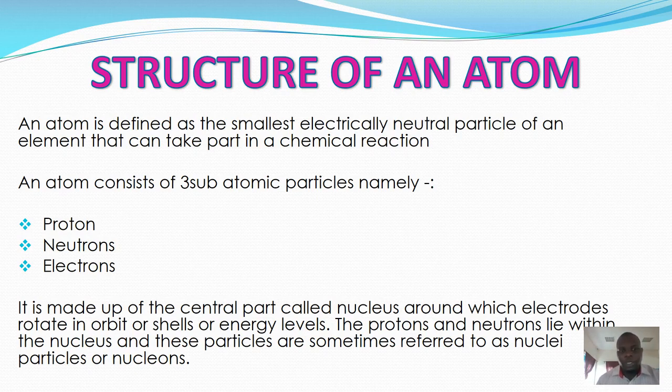An atom consists of three subatomic particles: protons, neutrons, and electrons, where we have the electrons orbiting around the nucleus, and protons and neutrons are inside the nucleus of an atom.